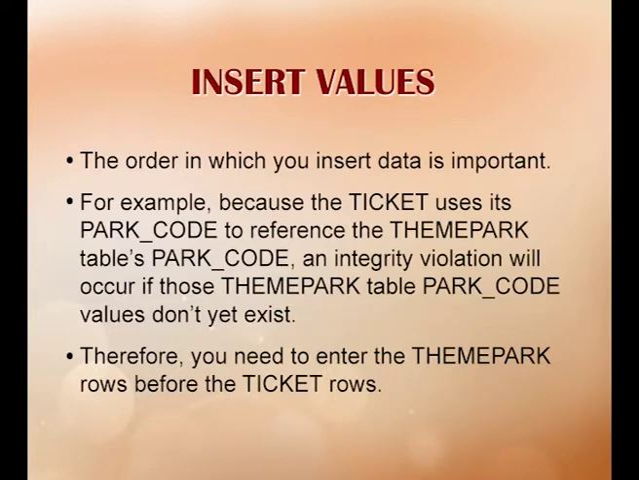There should be an order to be followed in order to insert the values into the tables. In the same way that we had created the database, in the same fashion you have to give the values also. Therefore, you need to enter the theme park rows before the ticket rows. Why? Because the theme park code needs to be inserted first, otherwise we are using that particular theme park code in various tables. Until and unless we provide the value to the theme park code, we can't update the ticket and other tables.